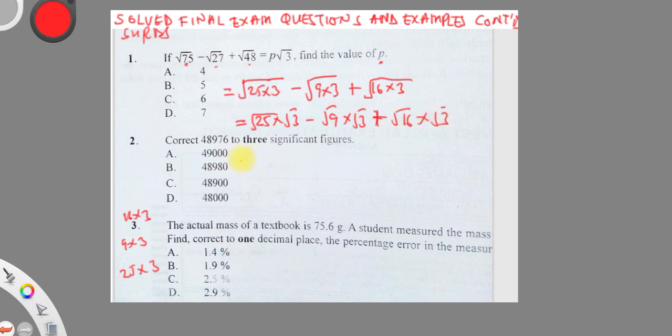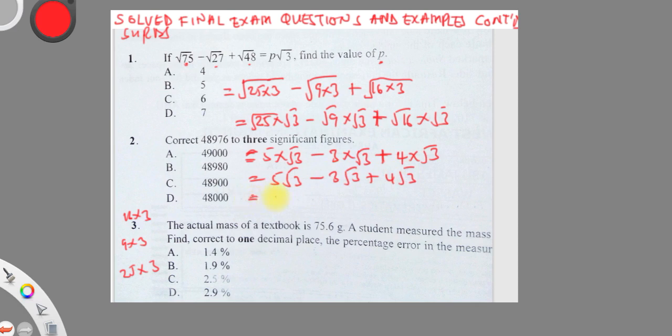That's what we have. Remember when we were looking at the properties of surds. So this is 5 times square root of 3, minus square root of 9 is 3 times square root of 3, and then plus square root of 16 is 4 times square root of 3. So what do we get? 5 with square root of 3, minus 3 with square root of 3, plus 4 with square root of 3.